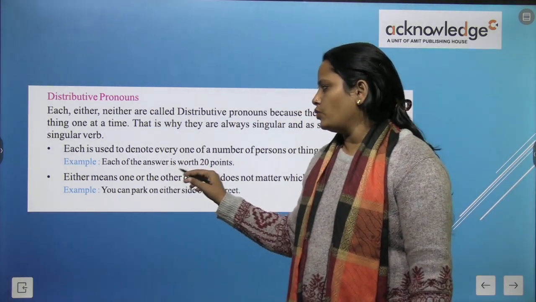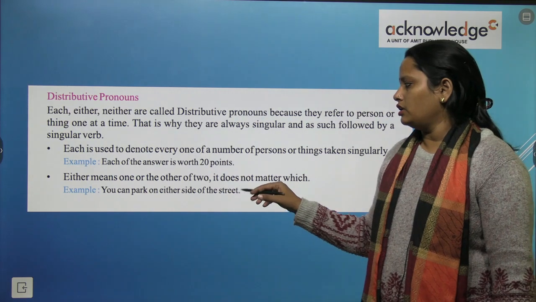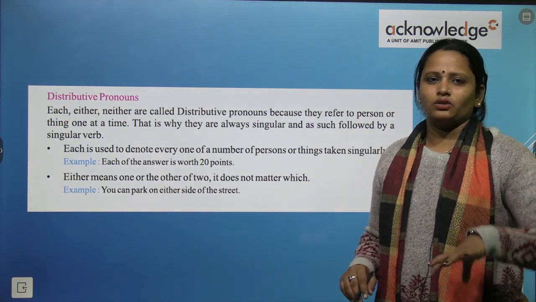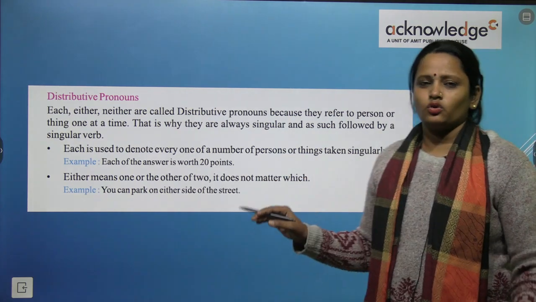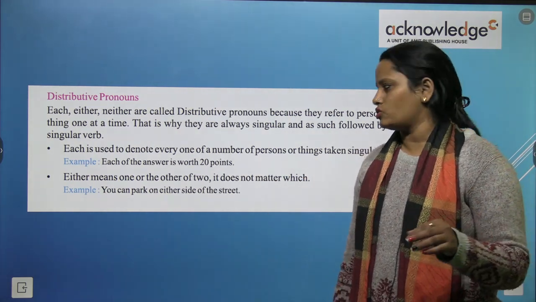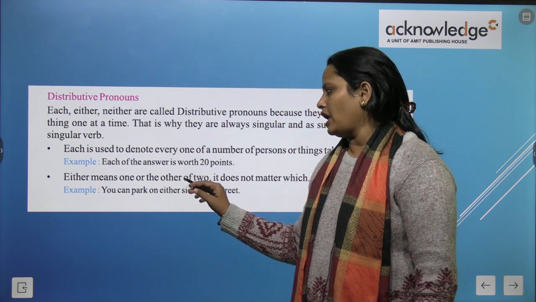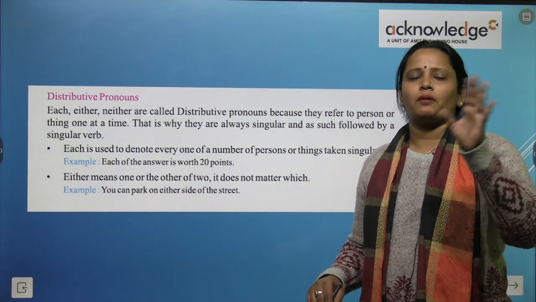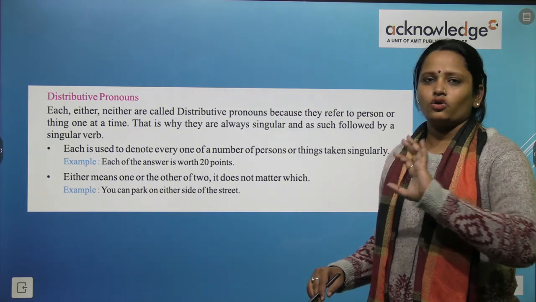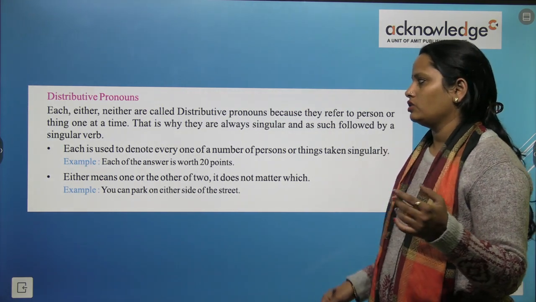Either means one or the other of two. Either का मतलब होता है एक या दूसरा. It does not matter which. इसमें कोई फर्क नहीं पड़ता कि कौन सा पहला है या दूसरा है. You can park on either side of the street. Street के दोनों में से किसी भी साइड में आप पार्क कर सकते हो. इससे कोई फर्क नहीं पड़ता कि कहाँ पे आप पार्क करें.